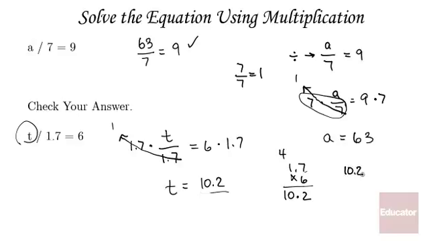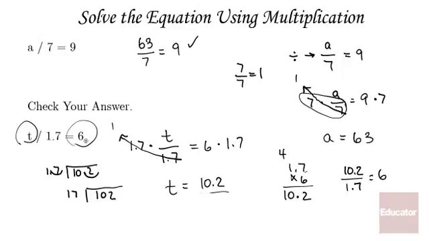So 10.2 divided by 1.7 should give me 6. Let's write our division problem here. 10.2 divided by 1.7. You cannot divide with a decimal on the outside, so I'm going to move it over once and move it over once. So now I'm looking at 17 into 102. Well, supposedly my answer should be 6 if I've done it correctly, so I'm going to try 6. 17 times 6, 42, 6, 10, 102. Yes, it is correct. So we've done our problem correctly, and t equals 10.2.